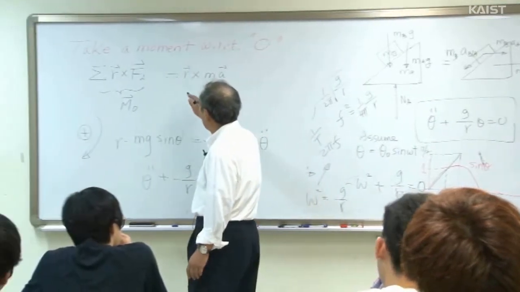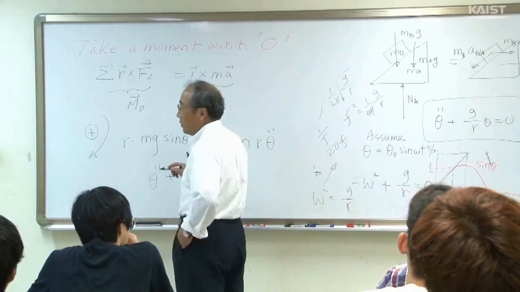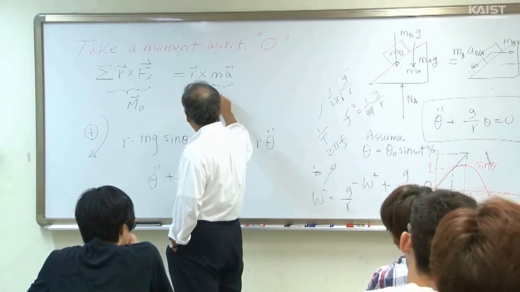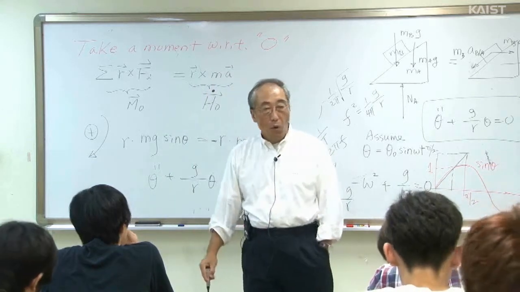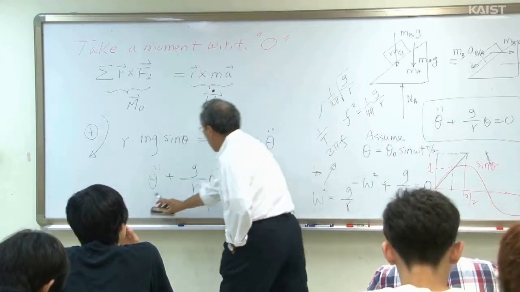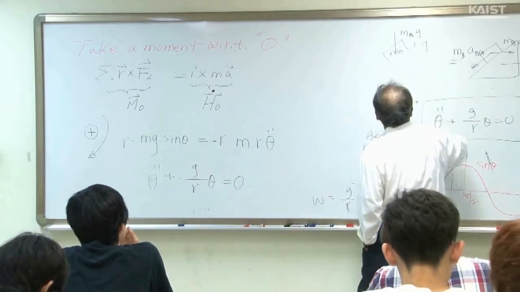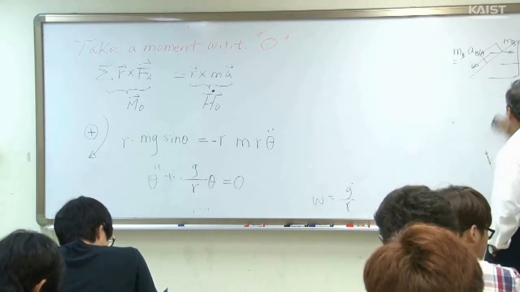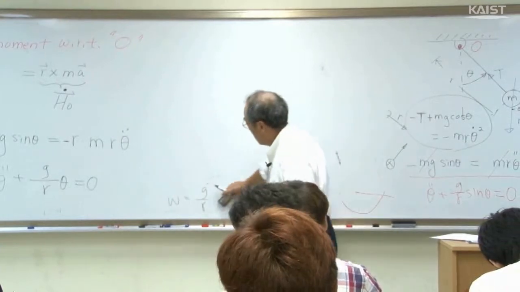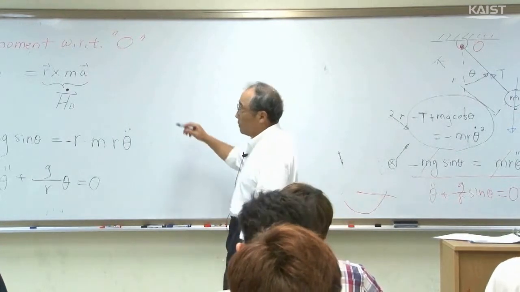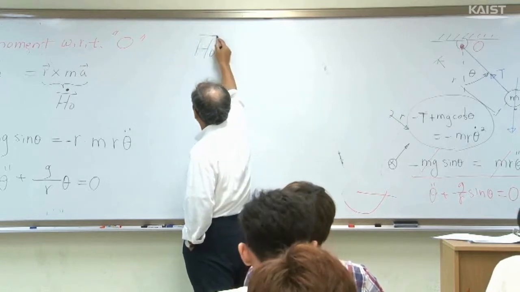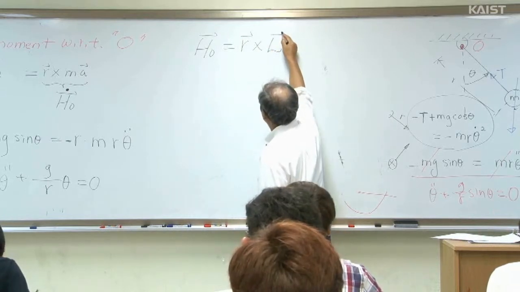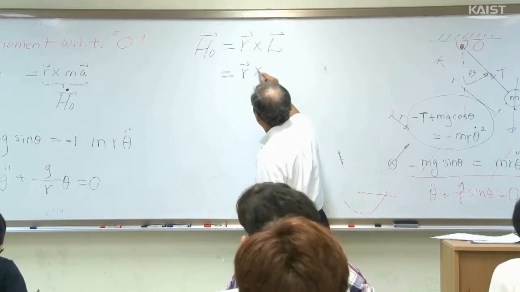And then we call this the rate of change with respect to time of angular momentum, where H_O is, in the strict sense, the moment of linear momentum. In other words, that is r times mv.